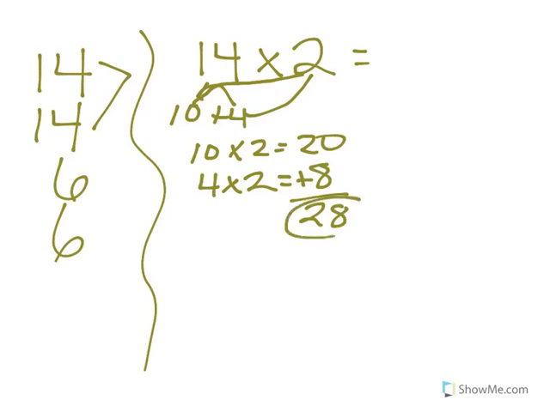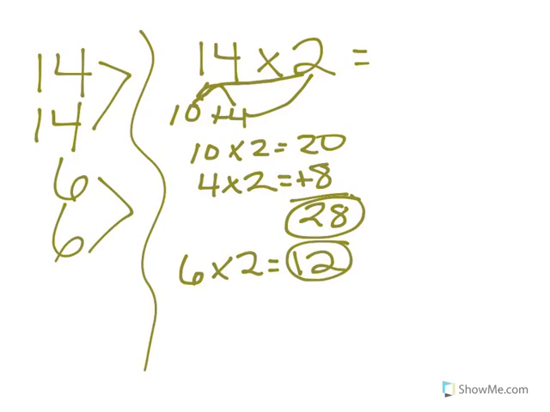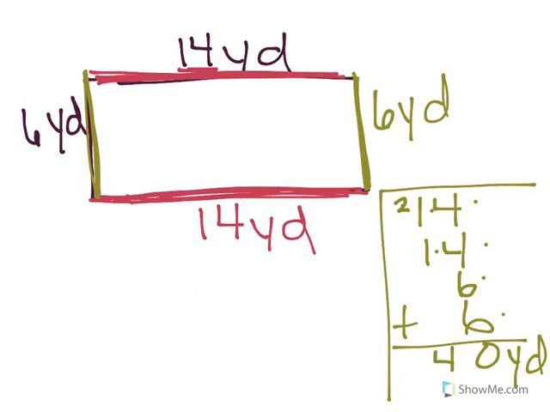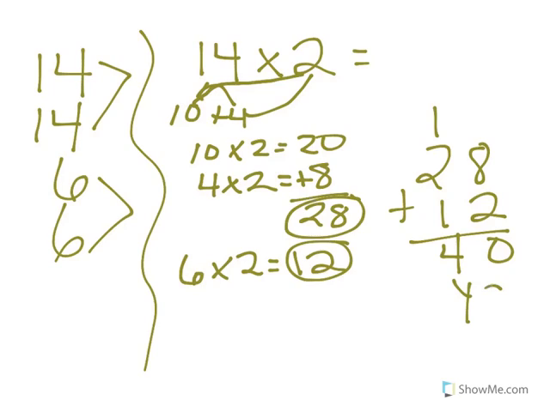So here's one part of my answer. I know 6 times 2 is 12. So here's another part of my answer. 28 plus 12 is 40. And check that out. 40 yards and 40 yards. They're the same thing.